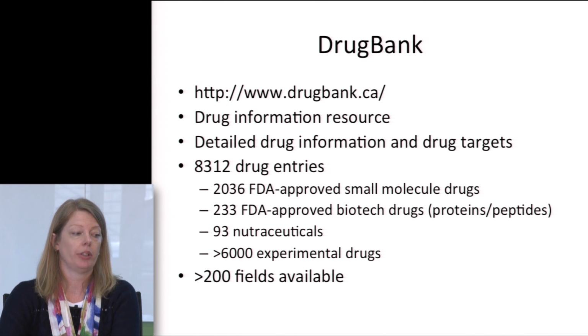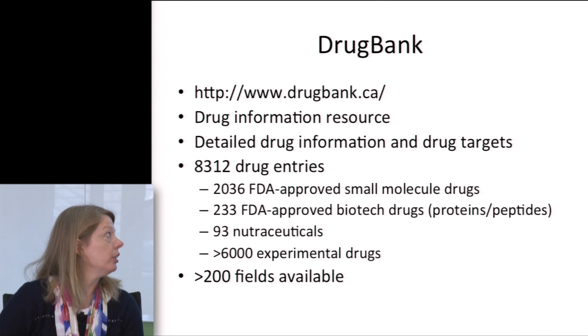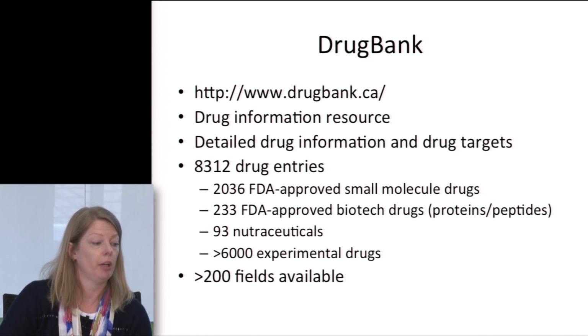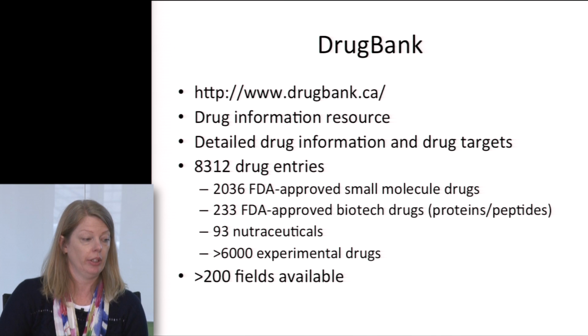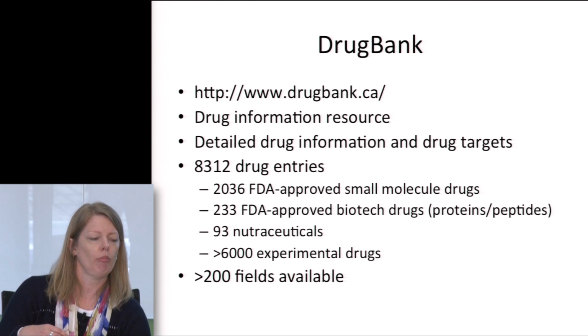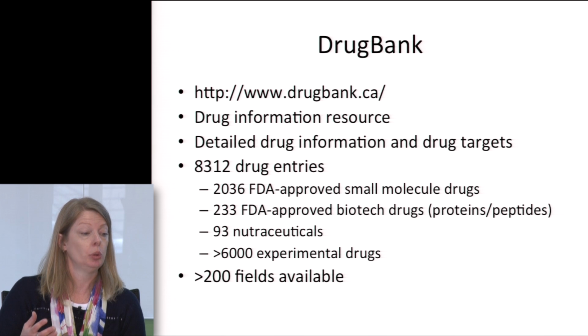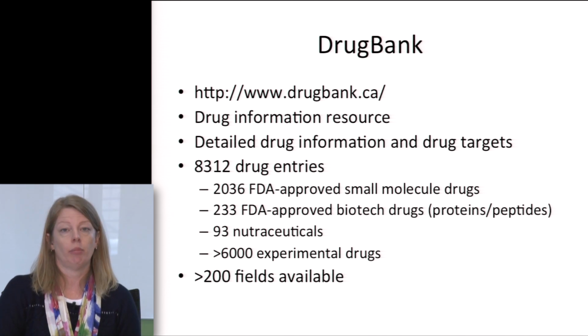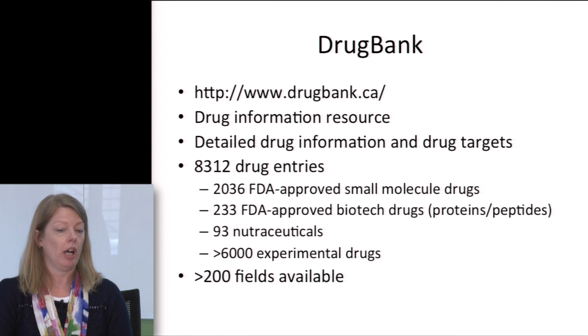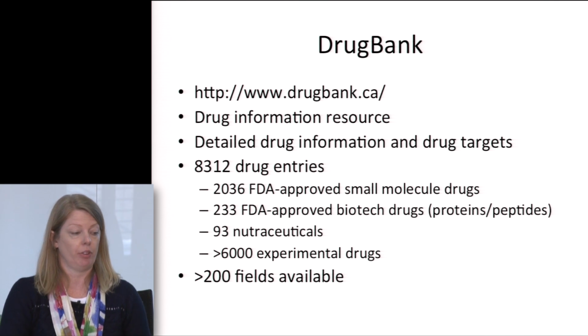They have 8,312 drug entries. And you can see the breakdown is a couple thousand of those are FDA-approved small molecule drugs. There's a couple hundred biotech drugs, which means they're like proteins or peptides used therapeutically. There are even 93 nutraceuticals, and a whole lot of experimental drugs in there as well. And each one of these drug entries can have over 200 different fields of information available.